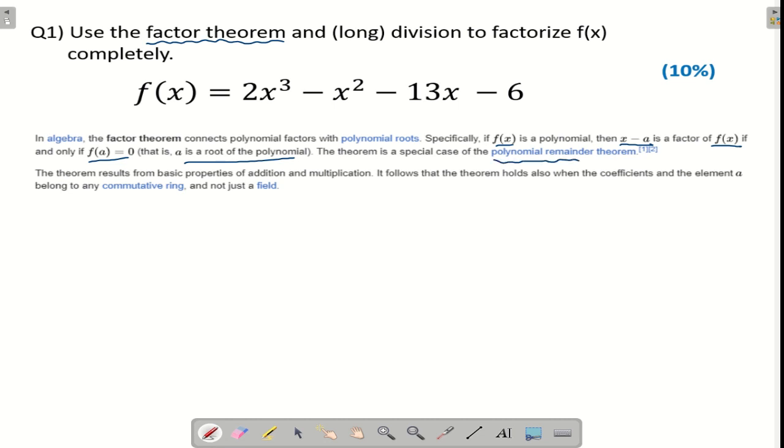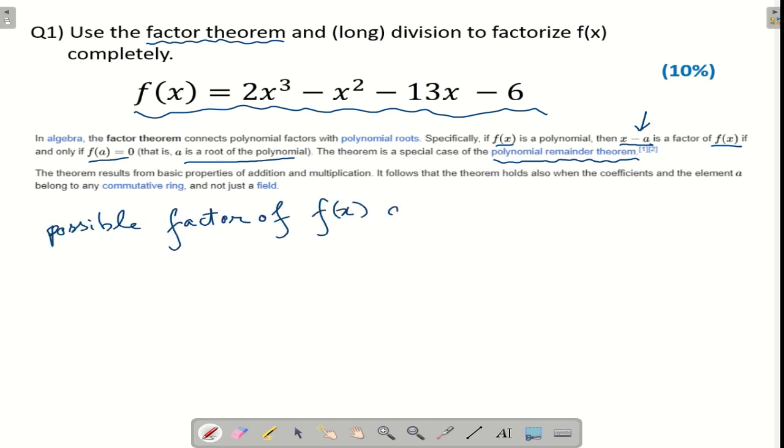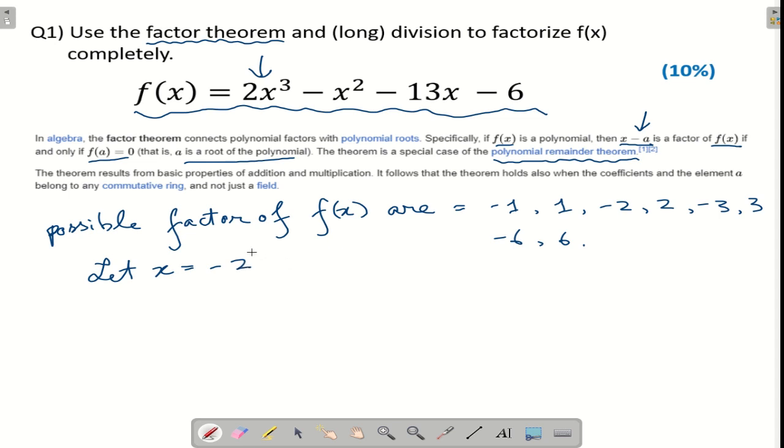So when the remainder is equal to 0, f(a) is equal to 0, and x minus a is a factor of f(x). So let's see what we can do with this f(x) equal to 2x cubed minus x squared minus 13x minus 6. The possible factors are minus 1, 1, minus 2, 2, minus 3, 3, minus 6, or 6. So let x be equal to minus 2 and we substitute minus 2 into this function.